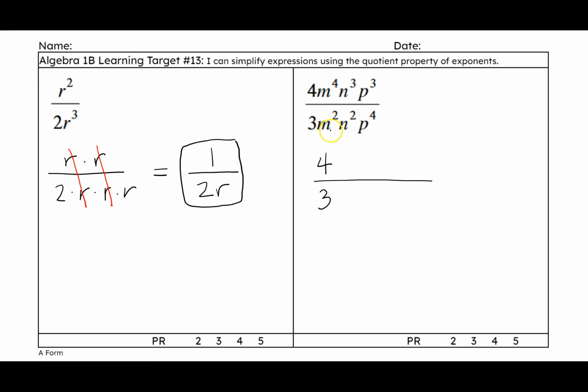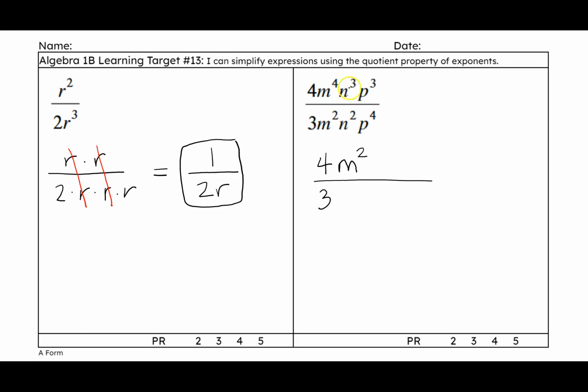So 2 groups. All of the m's downstairs are going to be gone, and I'm going to have 2 of them left over. I had 4, but I crossed off 2, so I'm going to have 2 of them left over upstairs. All right. 2 m's left over upstairs. All the ones downstairs will be gone. I'm not going to bother to write that. All right, let's check out the n's.